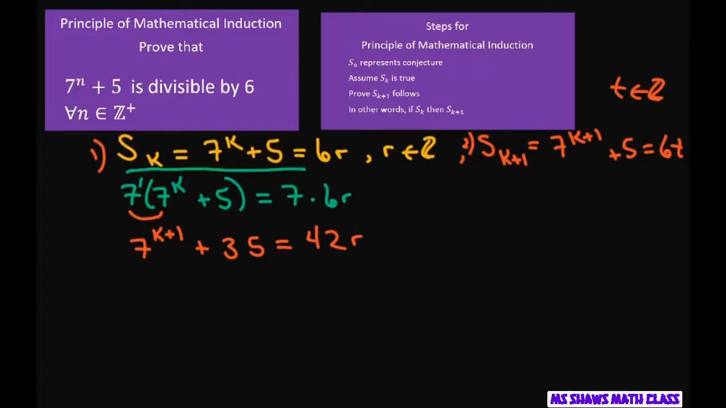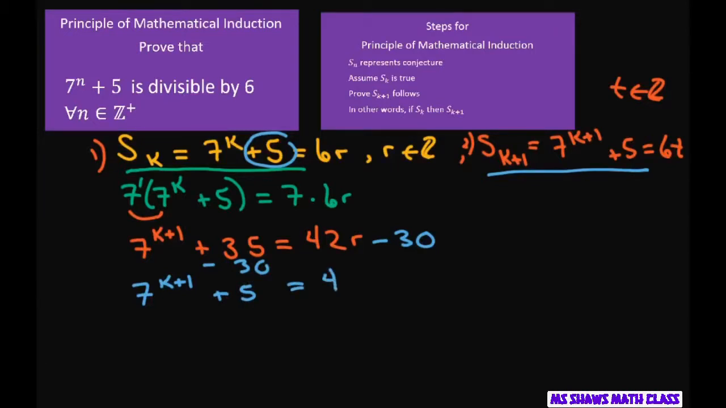All right, now I want to make this look like this one here. So I need a 5 here. So what I'm going to do is subtract 30 from both sides. So put a 30 here, and you get 7 to the k plus 1 power plus 5 equals 42r minus 30. So I've got the first part right. Now we need the 6t.